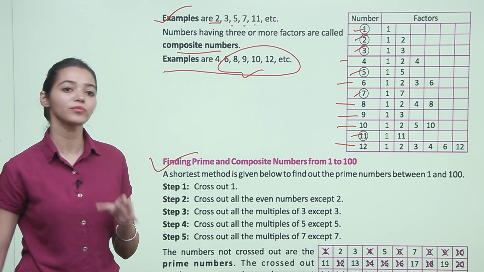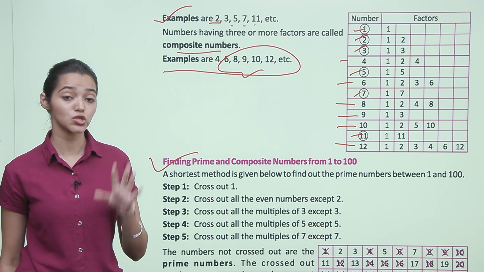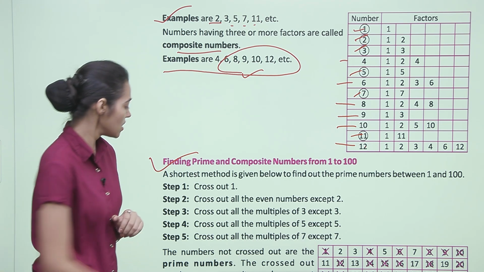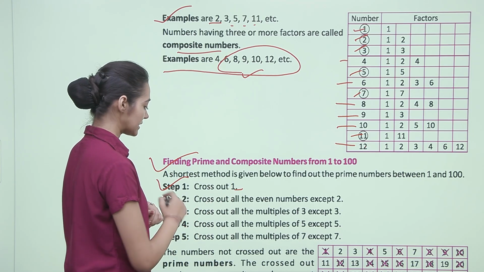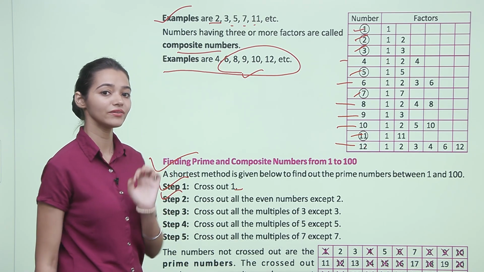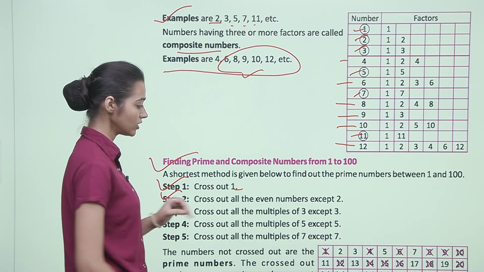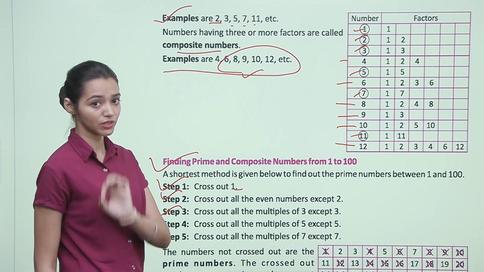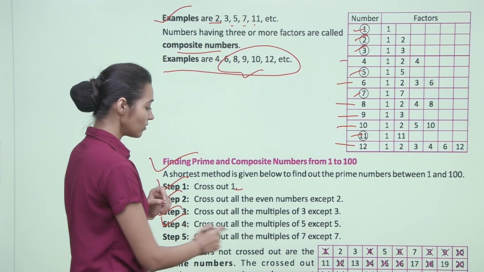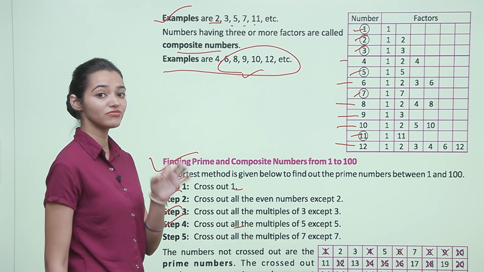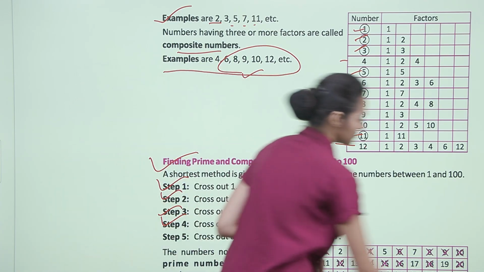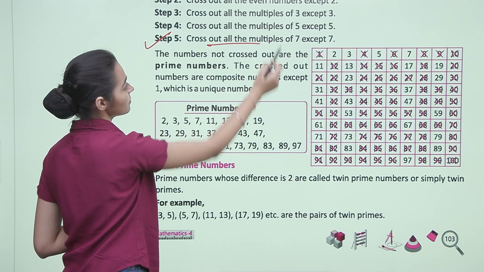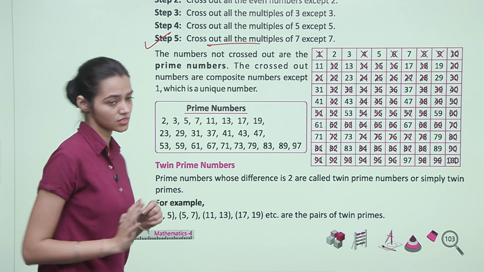Now how can we find prime and composite numbers from 1 to 100? A shortest method is given below to find out the prime numbers between 1 and 100. Step 1 is cross out 1. Step 2, you have to cross out all the even numbers except 2. In step 3, you have to cross out all the multiples of 3 except 3. In step 4, you will cross out all the multiples of 5 except 5. Then in step 5, you will cross out all the multiples of 7 except 7.